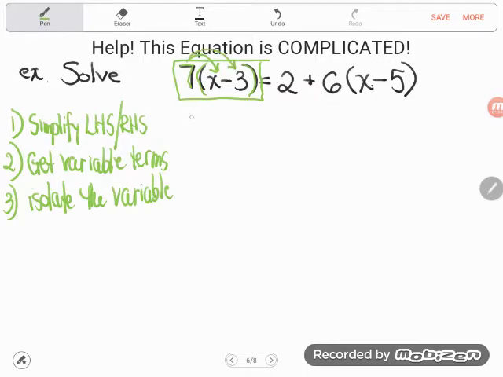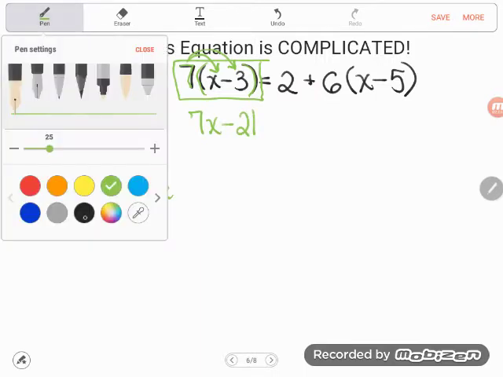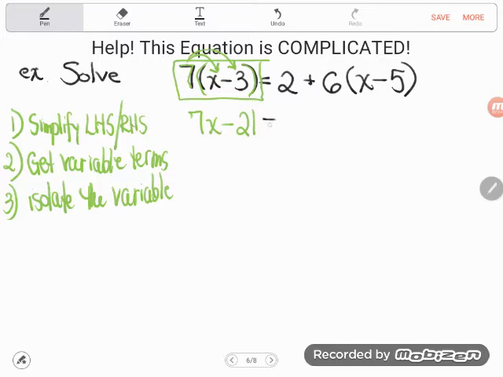All right, so 7 times x is just 7x. And 7 times negative 3, notice when I'm multiplying, I read that as a negative, is negative 21. And you could use your GED calculator for that if you weren't very good at multiplying with negative numbers.